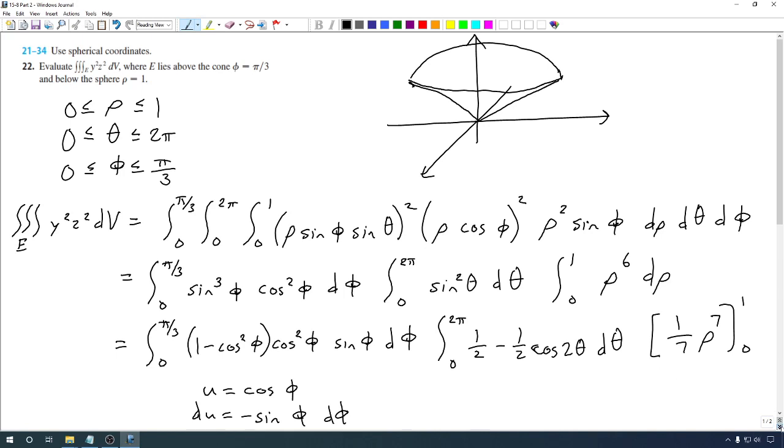So that's the advantage of using spherical coordinates. We have this cone, we have this sphere. Both of them are incredibly easy to set up with spherical coordinates, even if we eventually have to do a whole bunch of stuff with integrating sines and cosines.